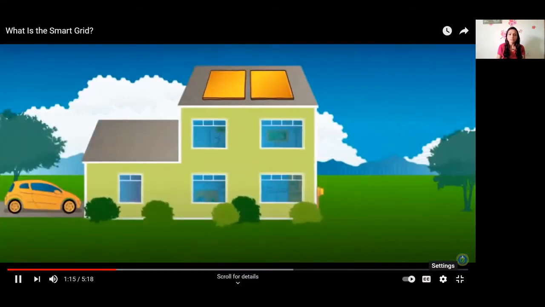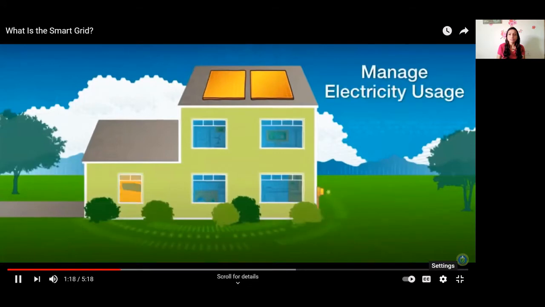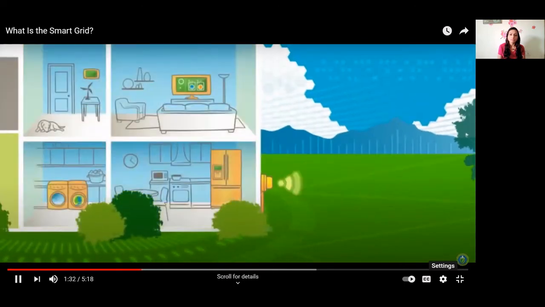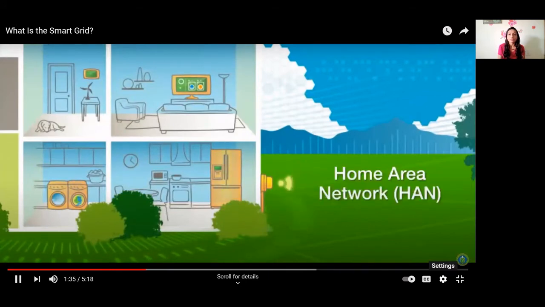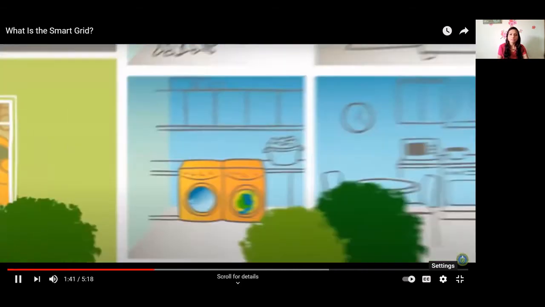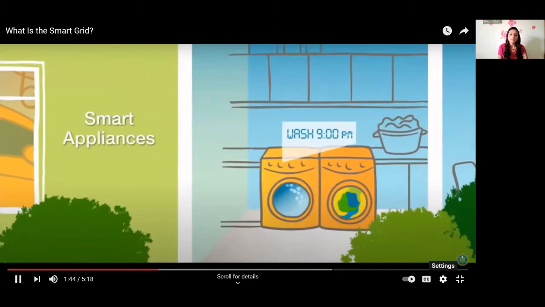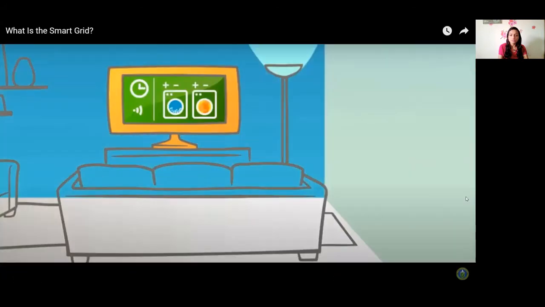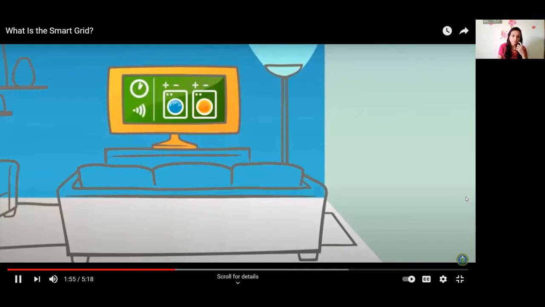The smart home communicates with the grid and enables consumers to manage their electricity usage. By measuring a home's electricity consumption more frequently through a smart meter, utilities can provide their customers with much better information to manage their electricity bills. Inside the smart home, a home area network, or HAN, connects smart appliances, thermostats, and other electric devices to an energy management system. Smart appliances and devices will adjust their run schedule to reduce electricity demand on the grid at critical times and lower consumers' energy bills. These smart devices can be controlled and scheduled over the web or even a TV.